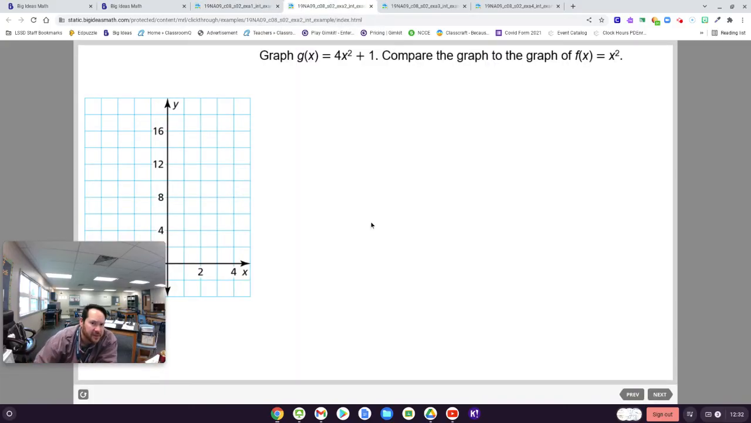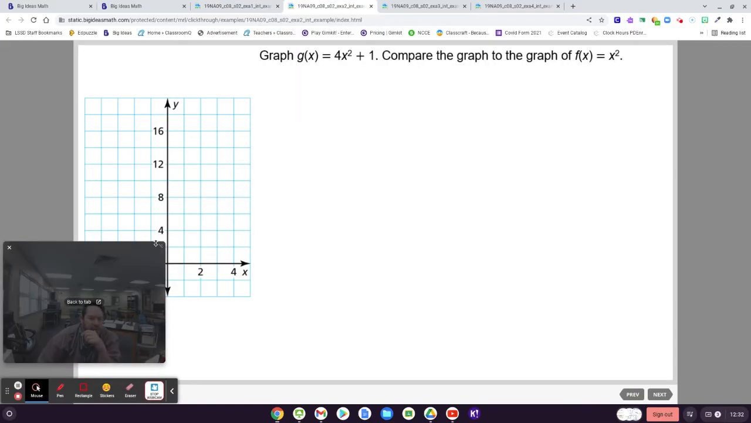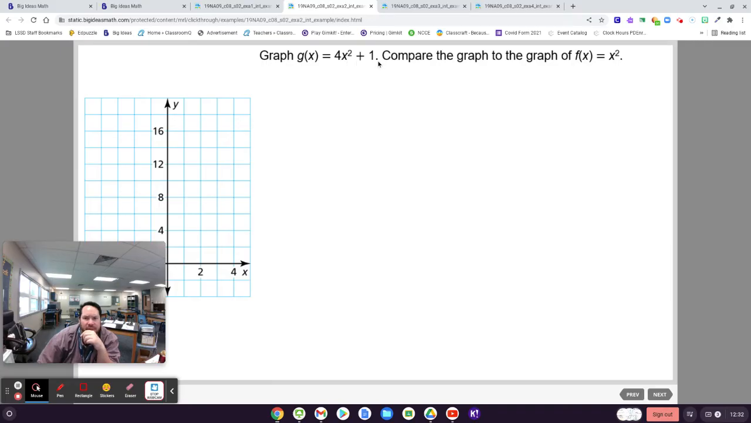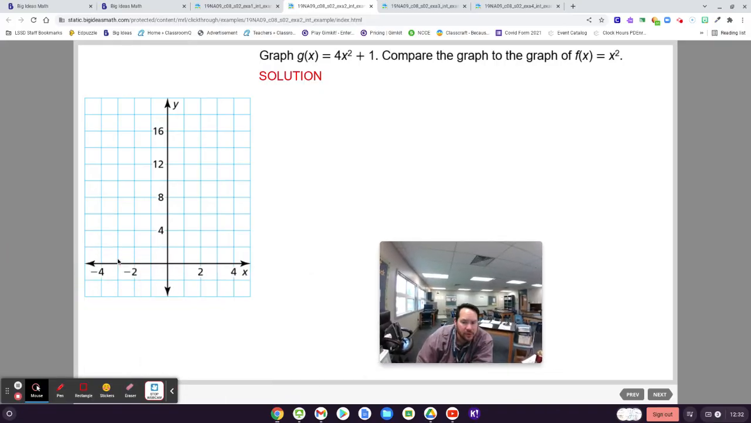Now let's jump into this one. So if you have 4x squared plus 1, compare that to if you just have x squared. So 4x squared plus 1, how is that going to compare to just having x squared? All right, let's see how you did. So the plus 1, I'll just move myself out of the way.